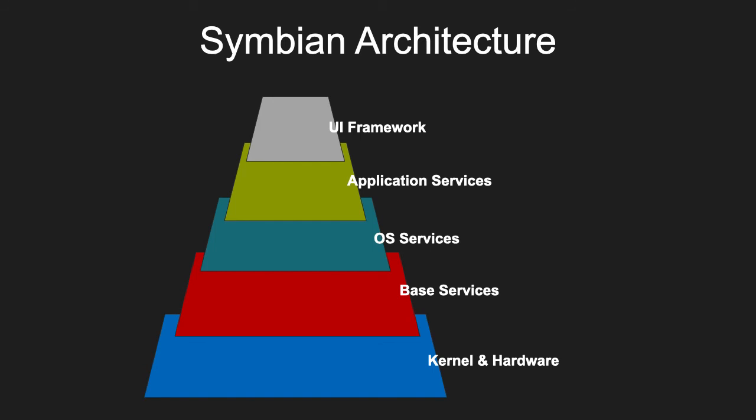And the second part of the technical specification is the Symbian architecture. This architecture is divided into 5 parts, and that's what we're going to discuss in the next slides.